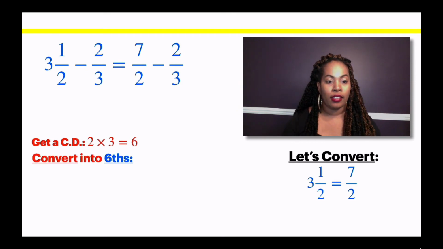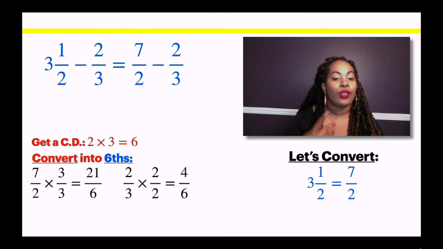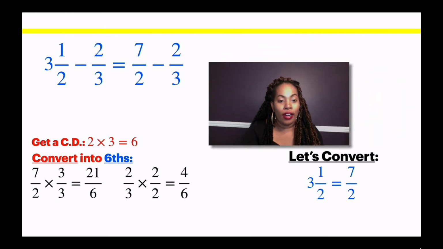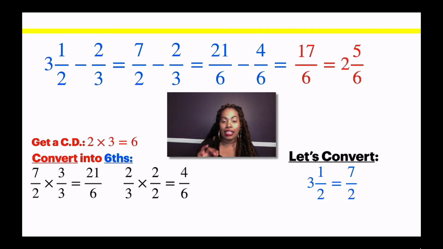Now we can go ahead and convert the rest of this problem. Let's convert the fractions. So we're going to convert them into sixths, and now we have 7 halves times 3/3, which gives us 21 sixths, and then we have 2/3 times 2/2, which gives us 4 sixths. So now we have converted those numbers, and we can subtract them because they are the same things. 21 sixths take away 4 sixths. Now what's 21 take away 4? We're looking at the numerator now, okay? 21 take away 4? That's just 17. So 17 sixths is our new fraction. But if we wanted to convert it back to a mixed number, that number is now 2 5/6.